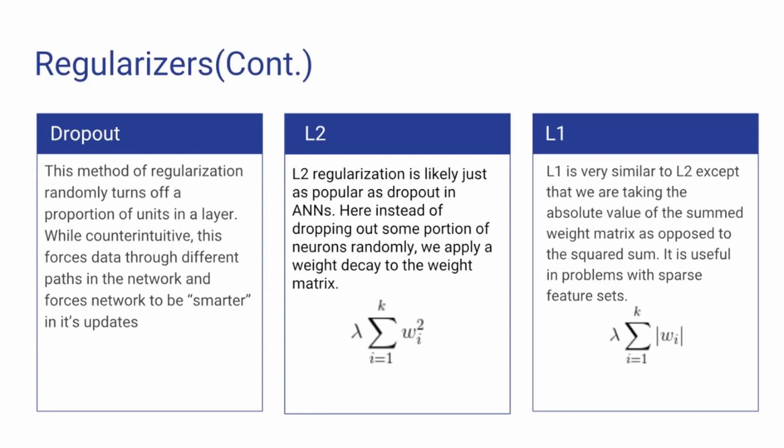Similarly, L1 is just taking a sum over our weight matrix, but we're taking the absolute value of that with respect to our lambda regularization parameter. So the key difference between L2 and L1: one is taking the squared sum, one is taking the summed absolute value. Pretty simple.